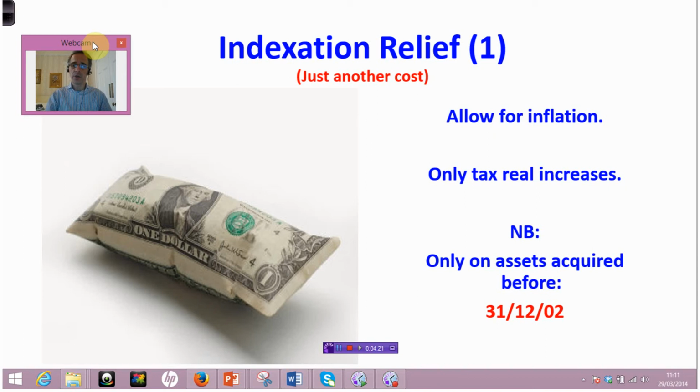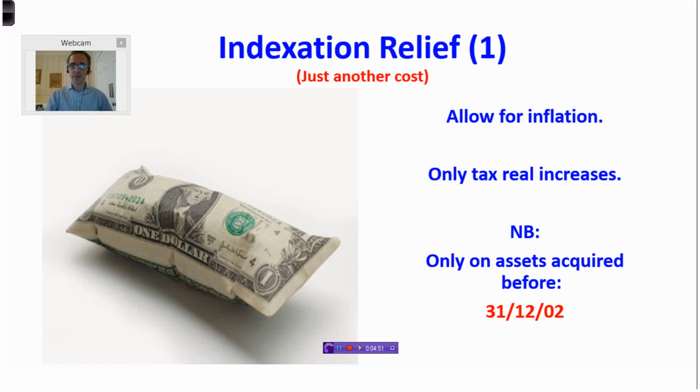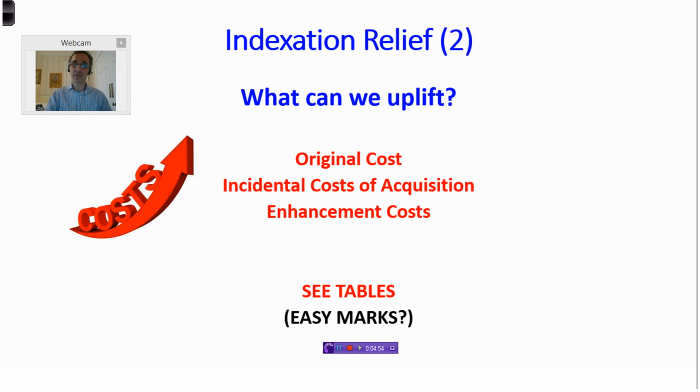Okay. Now, we must remember here that we can only use indexation relief on assets acquired before 31st of the 12th of 2002, and you'll see that reflected in your tables. In effect, you'll only have indexation allowance figures or indexation relief numbers up to that date. Okay, so you won't be able to index after that, because you won't be able to come up with an indexation relief element.